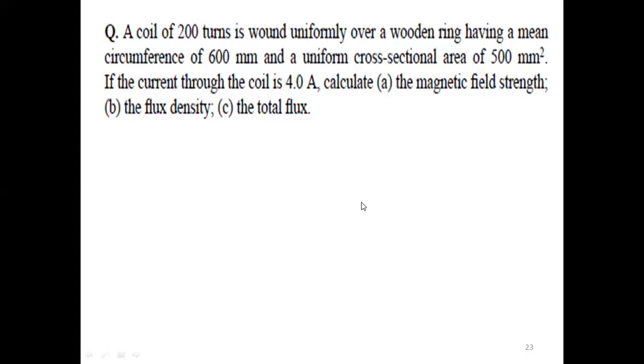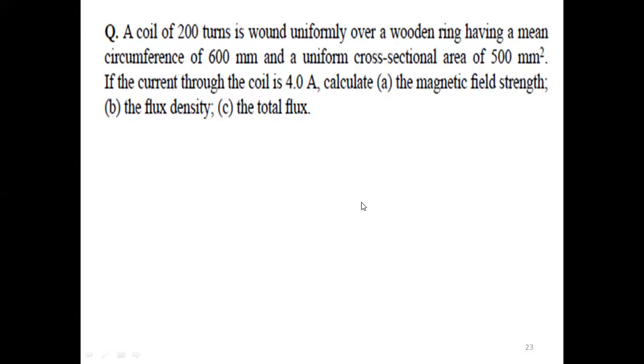meter. And uniform cross sectional area is 500 millimeter square. So 500 mm square means 500 into 10 to the power of minus 6 meter square, that is A. You have to use 500 into 10 to the power of minus 6 meter square. Milli squared: 10 to the power of minus 3 into 2 is nothing but 10 to the power of minus 3 into 10 to the power of minus 3, which is 10 to the power of minus 6. So minus 6 we have to use here.